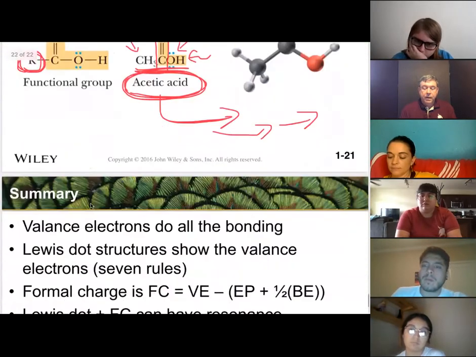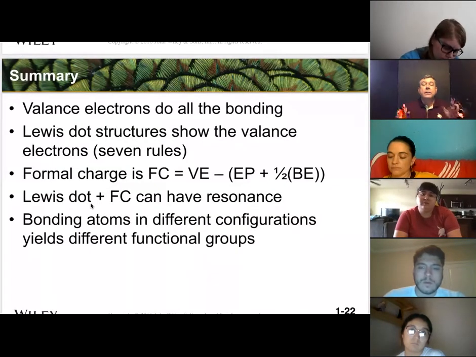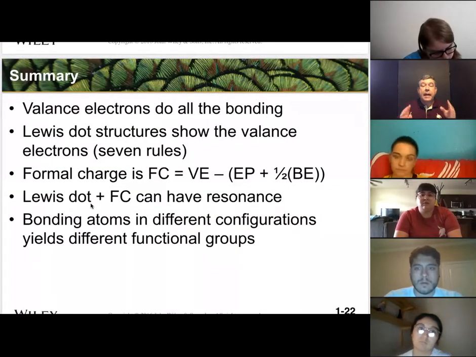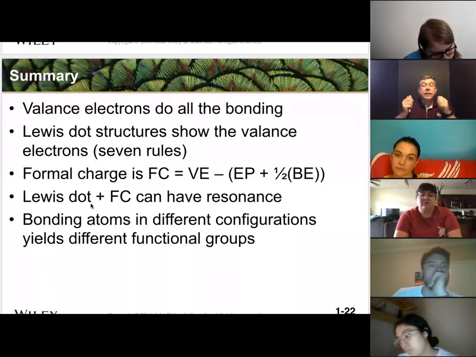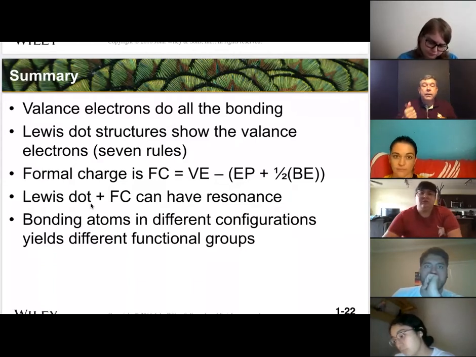Okay, to summarize this chapter here, valence electrons do all the bonding. Those are the outermost shell of electrons. That's where we're going to see the lone pairs that are helping to control our structure. That's going to be all the electrons that are going to do the bonding. We use Lewis dot structures to help us use those valence electrons to do our bonding and do our bonding correctly.